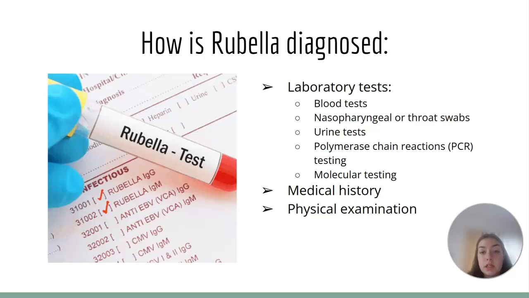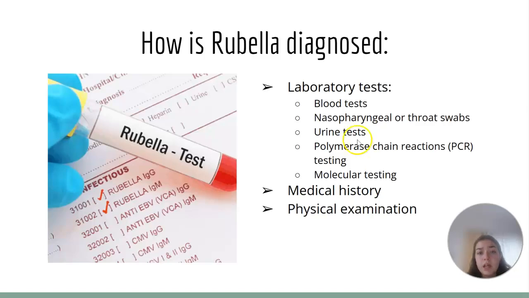So rubella is diagnosed usually through a laboratory test consisting of blood tests, nasopharyngeal or throat swabs, urine test, polymerase chain reaction testing, and molecular typing. A polymerase chain reaction test is when a viral specimen is collected and tested for rubella using that polymerase chain reaction. And molecular typing is when a viral specimen is collected and tested for rubella using molecular typing.